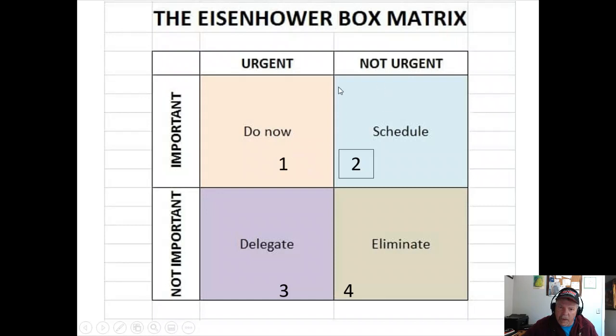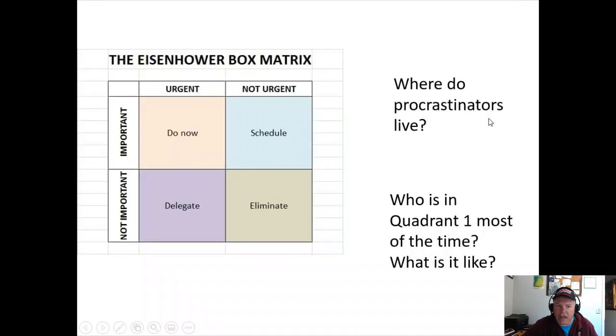We want to work in quadrant 2 as much as possible. It's important, and I have time to think or work or do, not rush the job. I hope that makes sense. This is, I think, a very important concept.